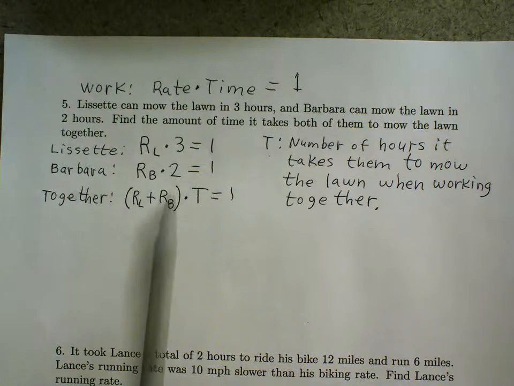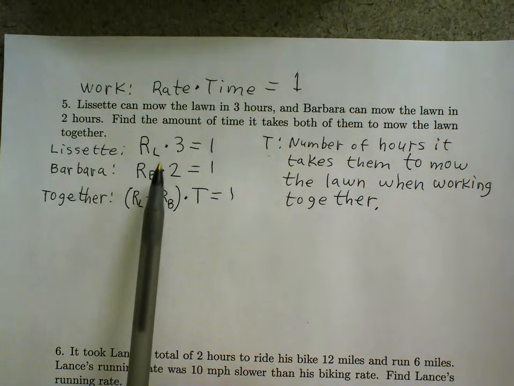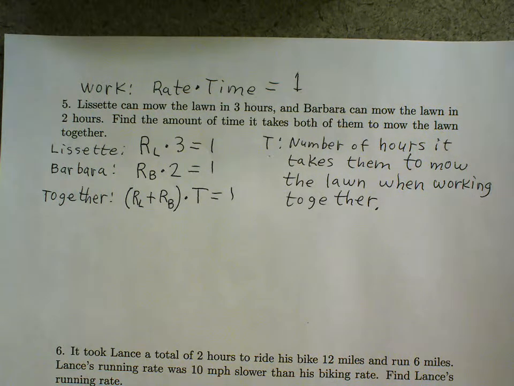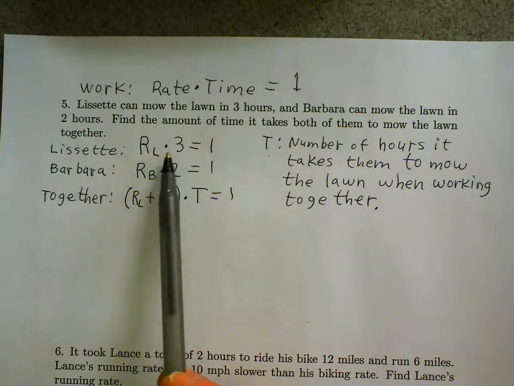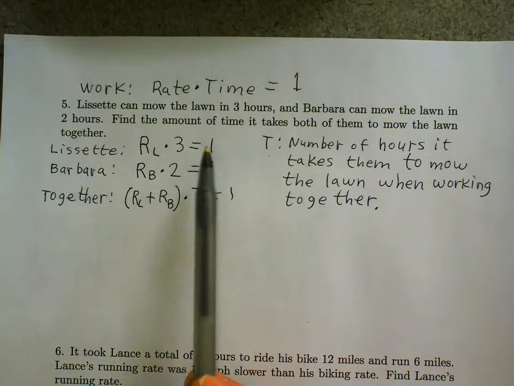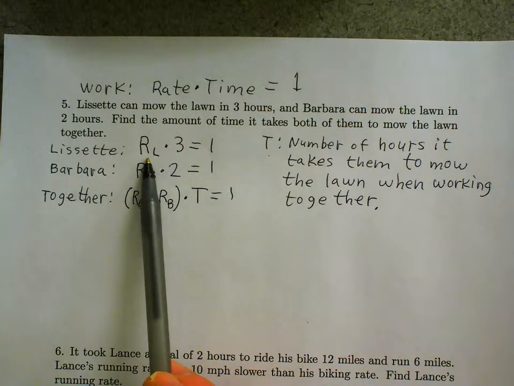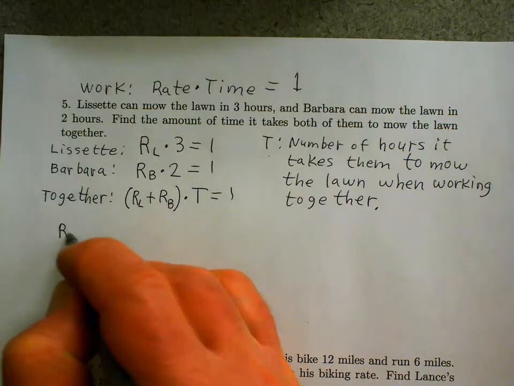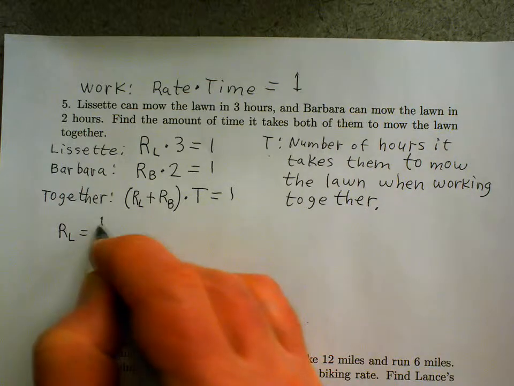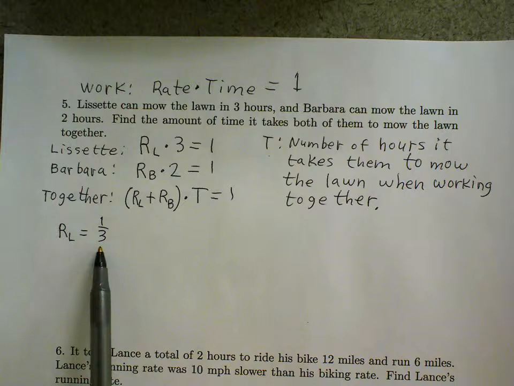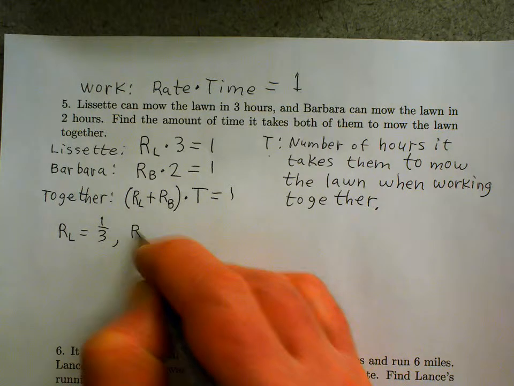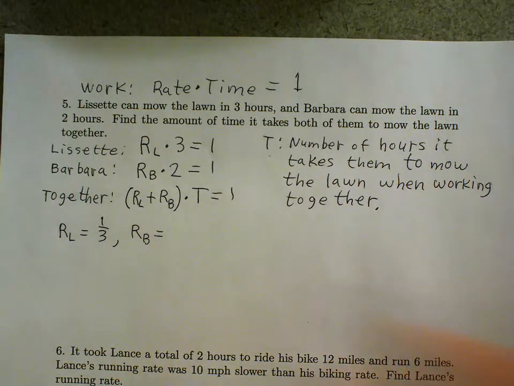Okay, yeah, so we're going to solve each of those equations for the rate. So the top equation, Lizette's rate times 3 hours equals 1 lawn mowed. So Lizette's rate is 1/3. So what that means is Lizette can mow 1/3 of the lawn per hour. That's her hourly rate. Barb's rate is 1/2 of the lawn per hour.